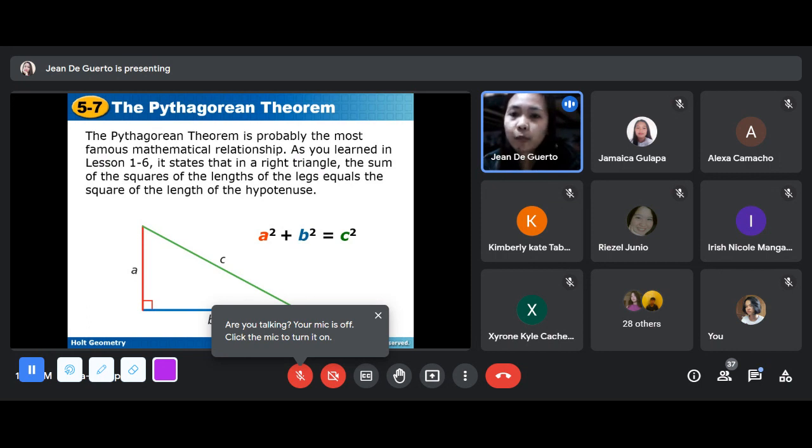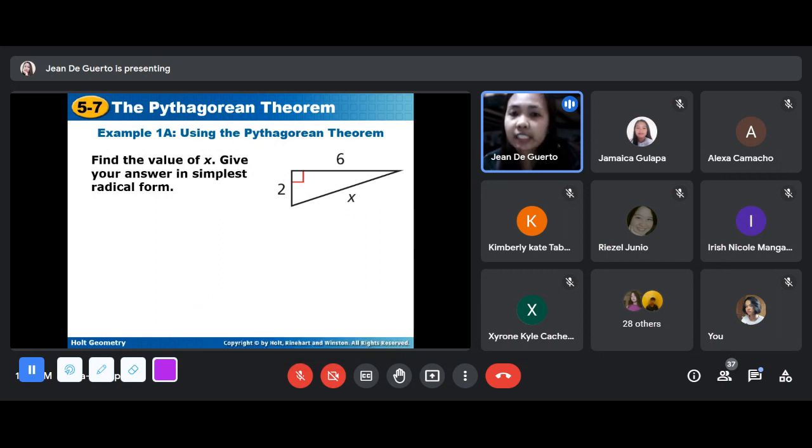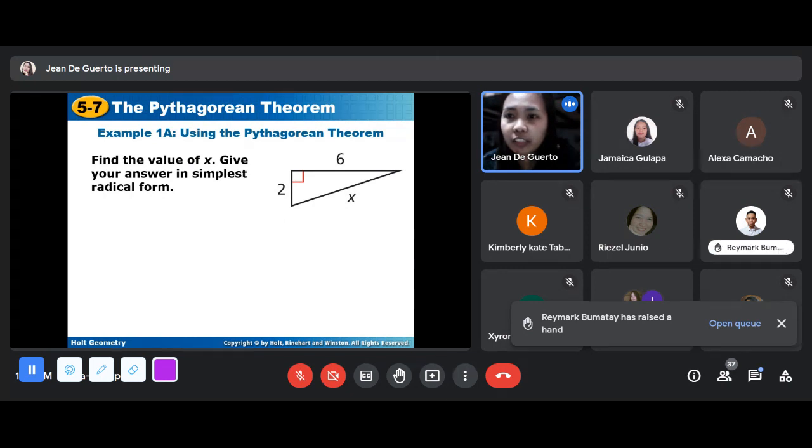Okay, so example, application tayo. So using the Pythagorean theorem, find the value of x. So here, ano yung missing part ng triangle natin? Is it the leg or the hypotenuse? Ito, x. Ano yung x? What part of a triangle?